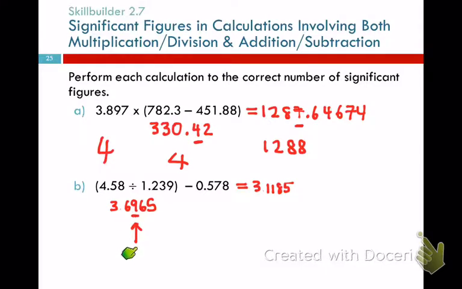So when I subtract it, this answer needs to be rounded to the 100th and not worry about how many sig figs. That's right. So this one's going to get rounded, and so that becomes 3.12.